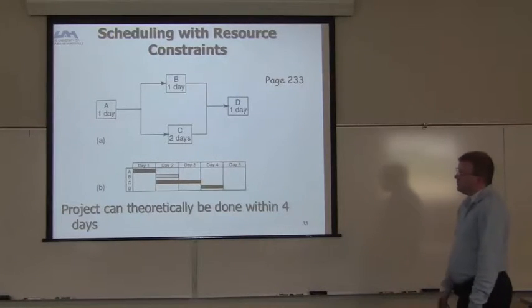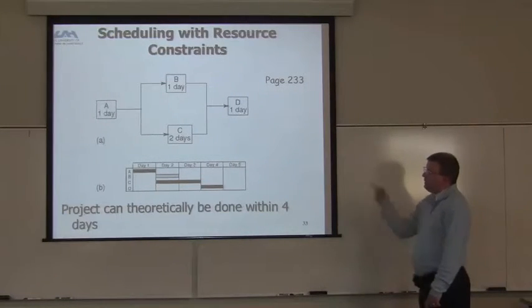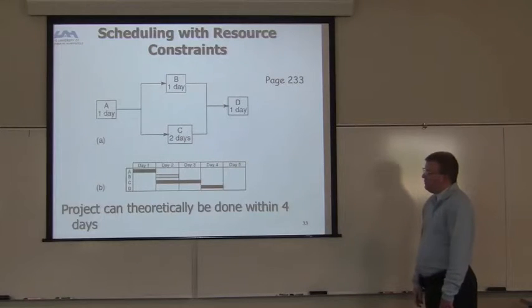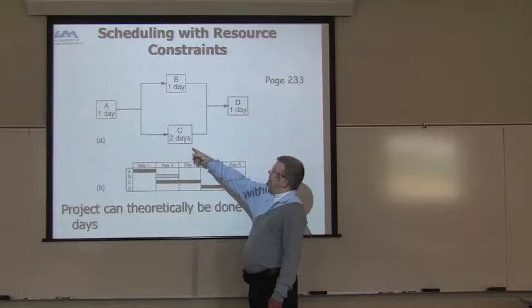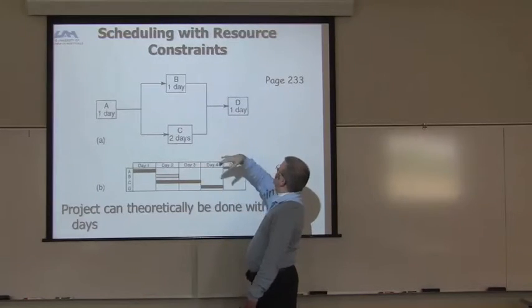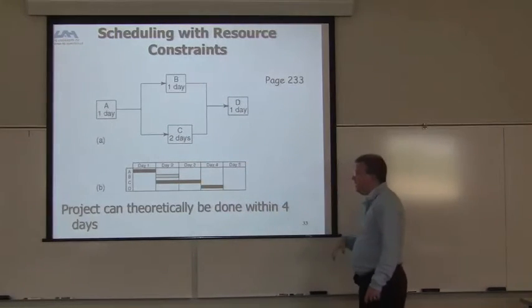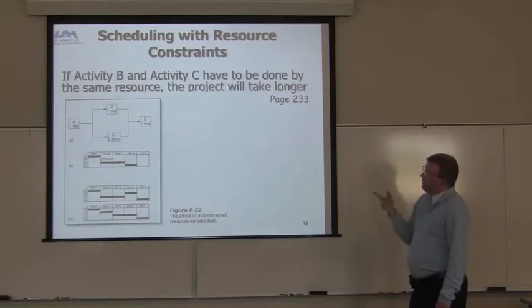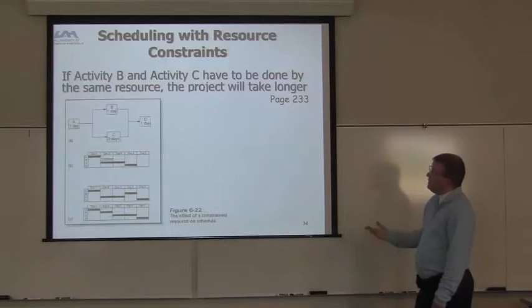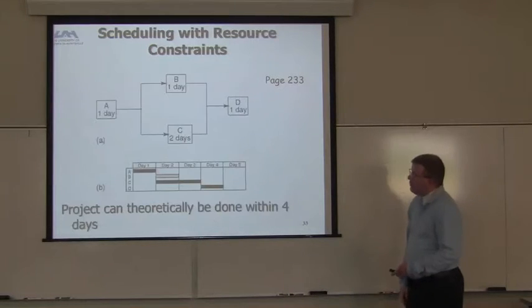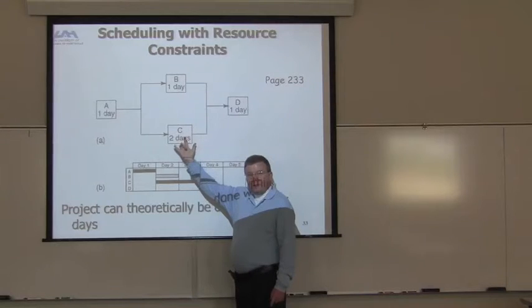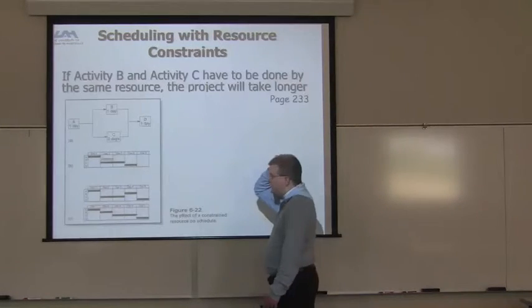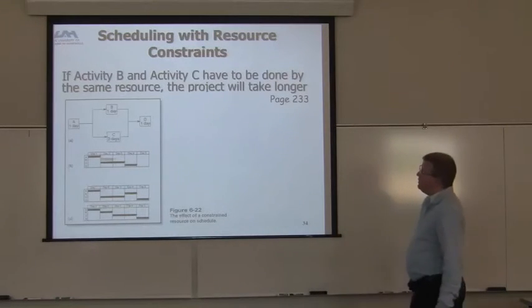So, scheduling with resource constraints. Basically, this project could theoretically be done within 4 days, right? Because it takes 1 day for A, 2 days for C, so that's the longest one, and 1 day for the end, right? So all that works out. But if activity B and activity C have to be done by the same resource, the project takes longer, right? So if B and C both have the same resource, that's really 3 days instead of 2 days. So we've got to figure out what to do about that. That's what resource planning is all about.